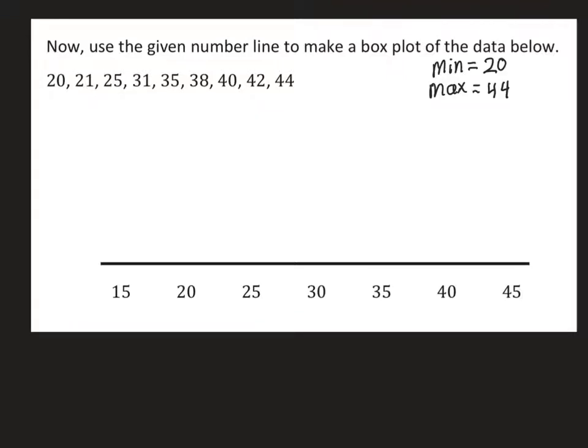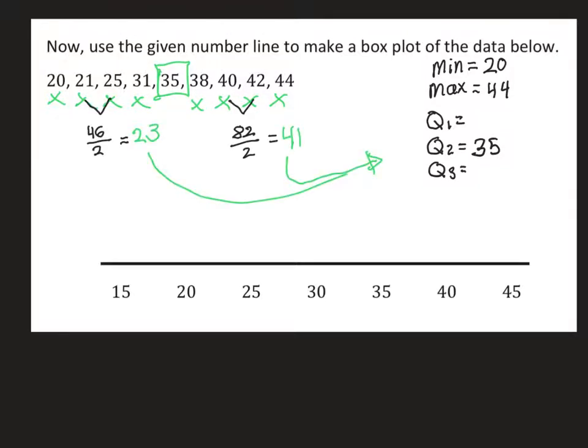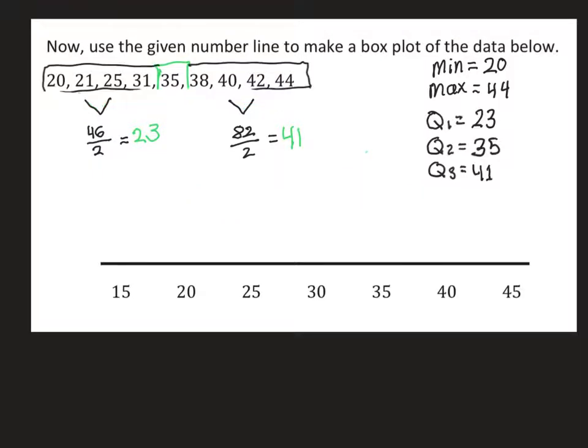Now I find my median. I have to find my quartiles, just like we did yesterday. My median was 35. So my quartile 2 is also 35. Easy peasy so far, right? Now keep going. So I found my lower quartile, which is 23, and my upper quartile, which is 41. Now check and see if you have the 5 pieces to make a box plot. Let's see. My min, got it. Max, got it. Quartile 1, 2, and 3. Yep, I'm ready to go.